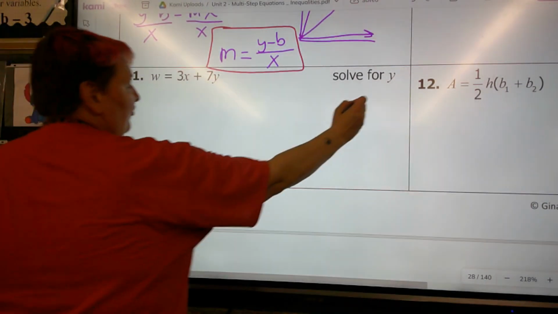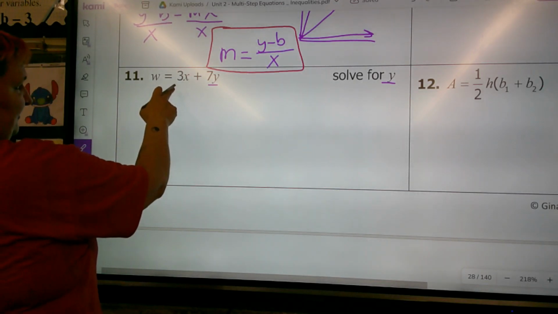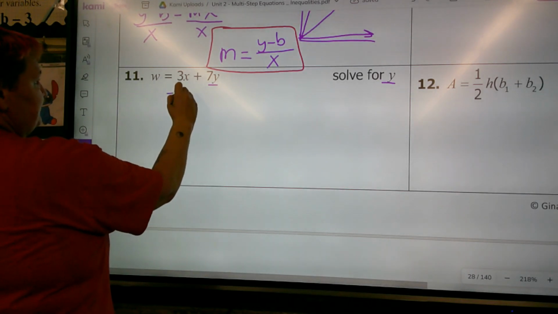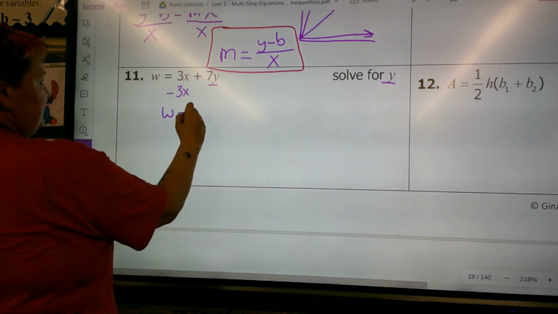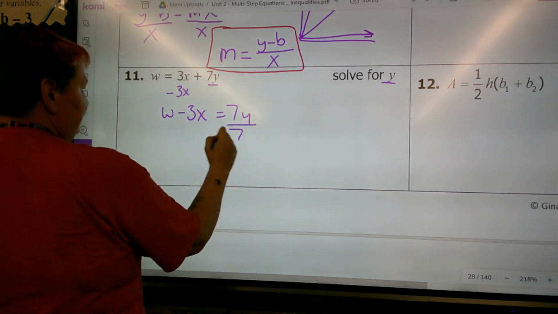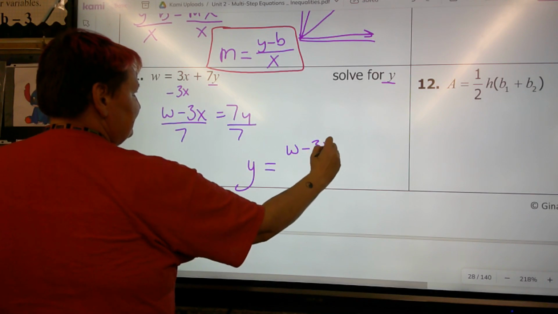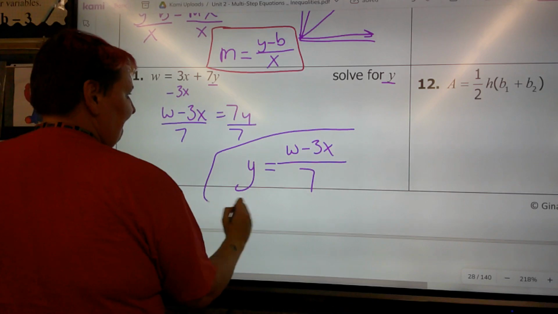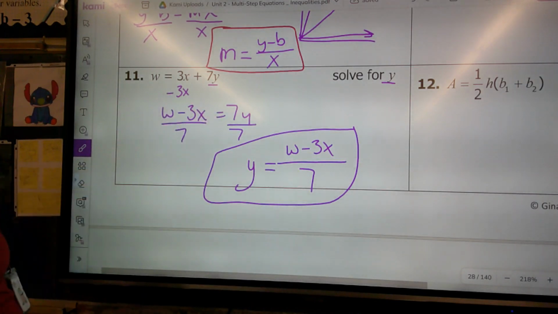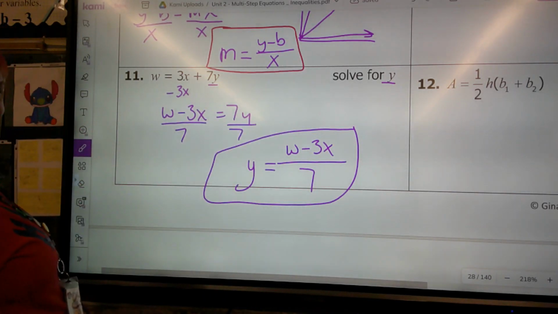And last one, solve for y. Whew, this is going to be interesting. Alright, we've got to get rid of this first, right? We'll deal with that last. So it's a positive 3x, so we're going to subtract 3x. So w minus 3x equals 7y. We're solving for y, so let's divide everything by 7. Y equals w minus 3x over 7. Right? We're just manipulating it. We're rearranging. We're getting the variable, our chosen variable, all by itself. That's all we're doing.